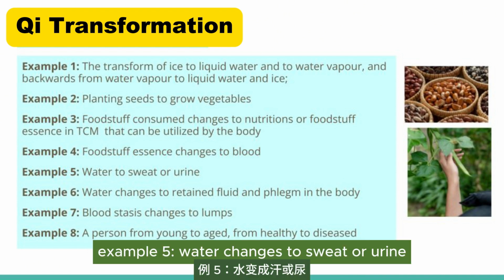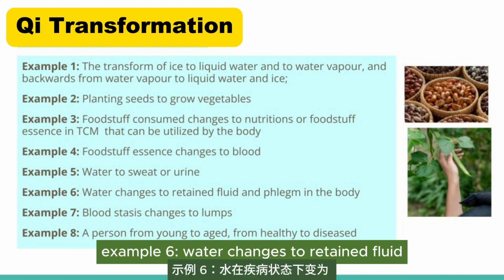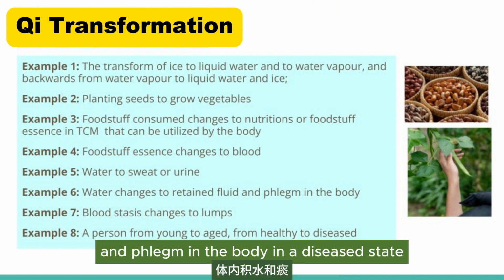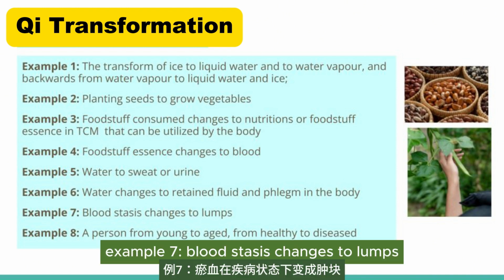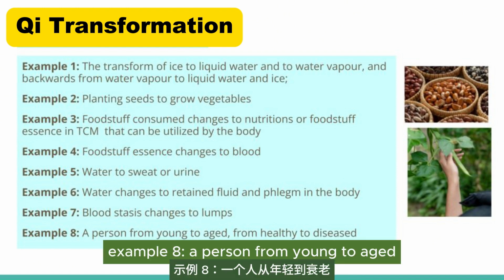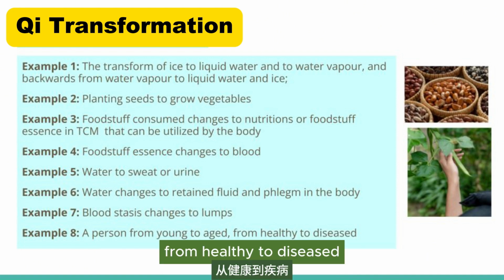Example 5: water changes to sweat or urine. Example 6: water changes to retained fluid and phlegm in the body in a diseased state. Example 7: blood stasis changes to lumps in a diseased state. Example 8: a person from young to aged, from healthy to diseased.